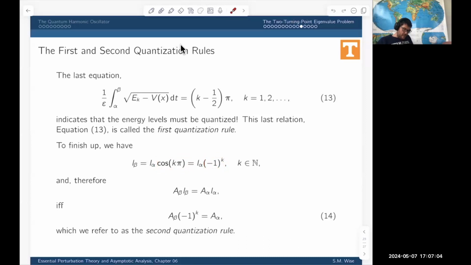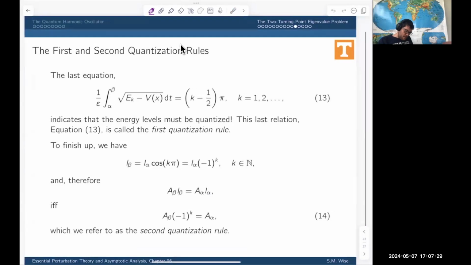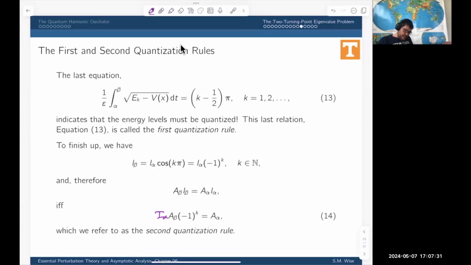So therefore, our quantization condition can be expressed as A beta times minus 1 to the k has to be equal to A alpha. That's because we have I beta and I alpha on the other side, but I guess we only have I alpha, and I canceled those out.